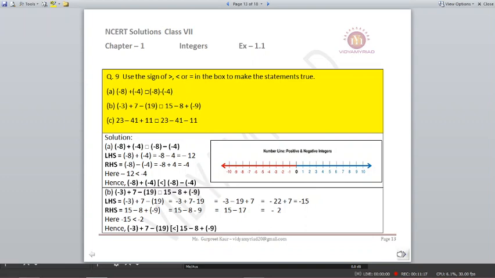Now minus 4, where is minus 4 on the number line? It is closer to 0. Where will minus 12 be? It is far away from it. So minus 4 is a greater number and minus 12 is a smaller number.